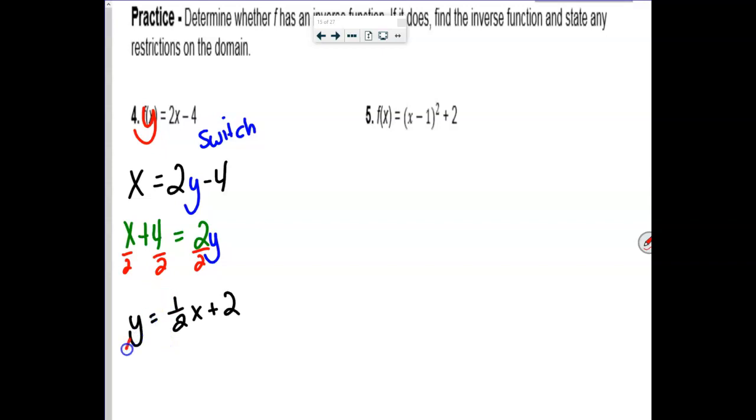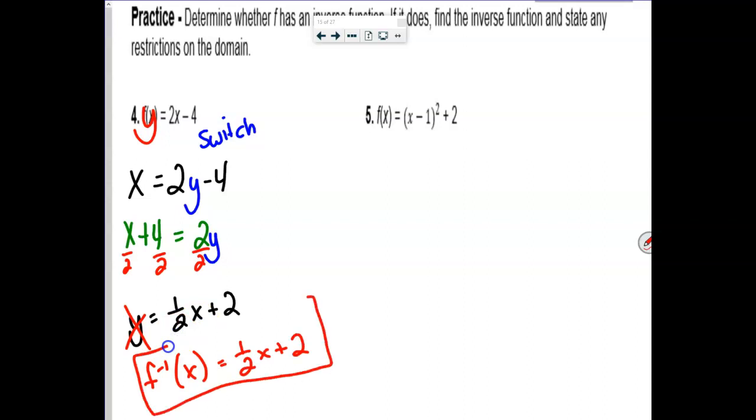No, that's not the appropriate name. What should I name this guy? F inverse. Very good. The inverse of f is 1/2 x plus 2. Now, I do also have to watch out for any domain restrictions, but because we don't have any algebraic denominators, nor do we have any even radicals, we don't have any domain restrictions because this is a line.